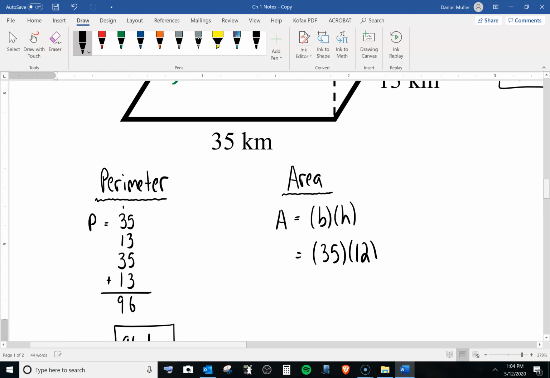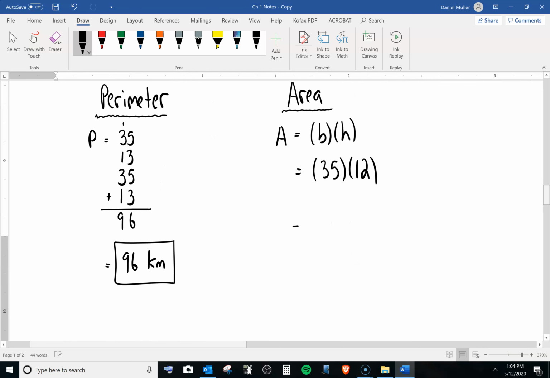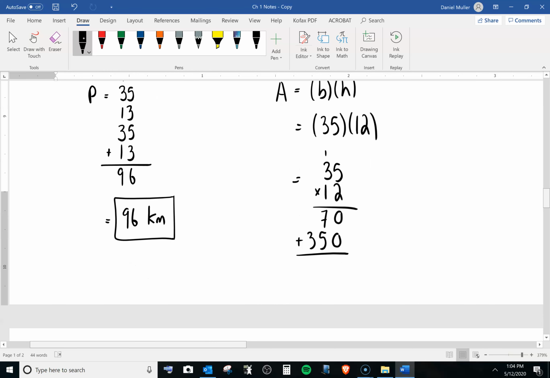Now, I don't actually know what that is, so I'm going to write that vertically. 35 times the 12. 5 times 2 is 10. That's going to be 6 plus the 1 is 7. Start with a 0. 1 times 5 is 5. 1 times 3 is 3. So I can add those. 0, 5 plus 7 is 12. So I get 420, and I think this is kilometers.